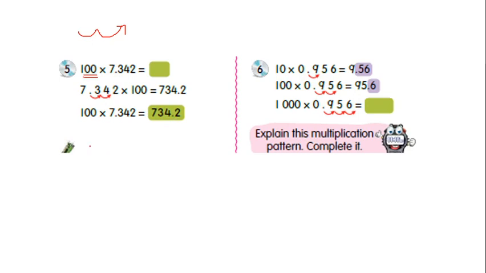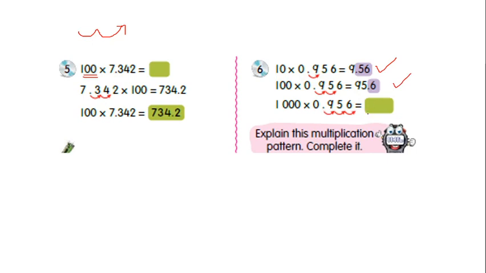Okay, the next one. 10 times 0.956. If you want to multiply by 10, you move only 1 place. You will have this answer. If you want to multiply by 100, you move 2 places. You will have 95.6. If you want to multiply by 1000, you have to move 3 places.